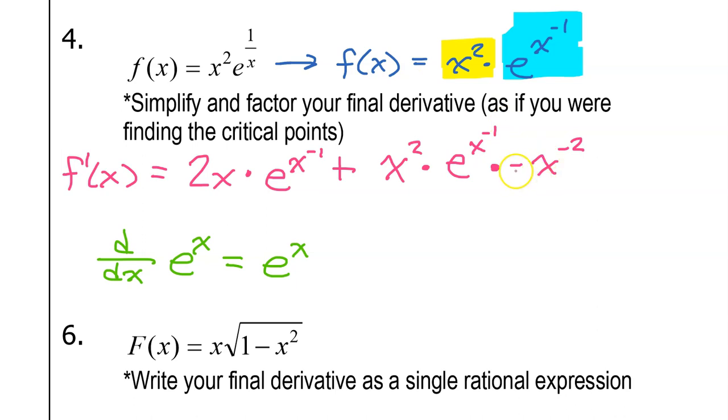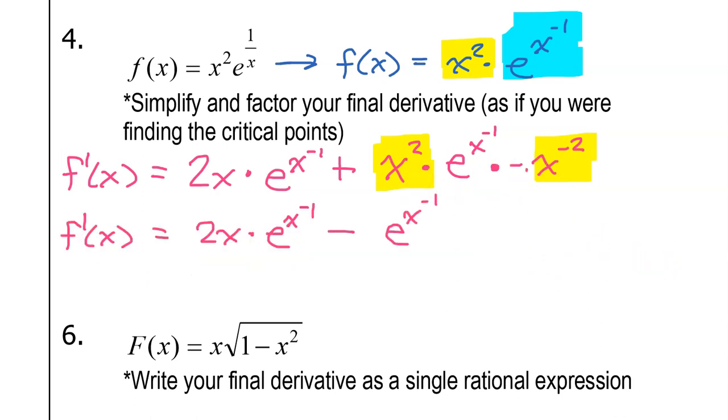On my next step, I'm going to take this negative sign and move it to the front. So this plus will become a minus. However, notice that if we multiply x squared times x to the negative 2 power, those are going to cancel each other out. Because when you multiply with like bases, you add the exponents, and this will just make x to the 0 power, which is 1. So these will be gone.